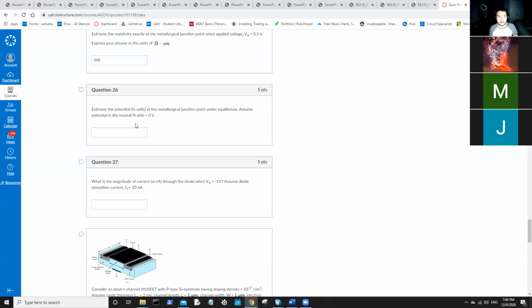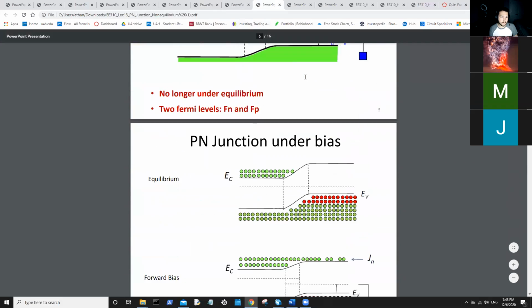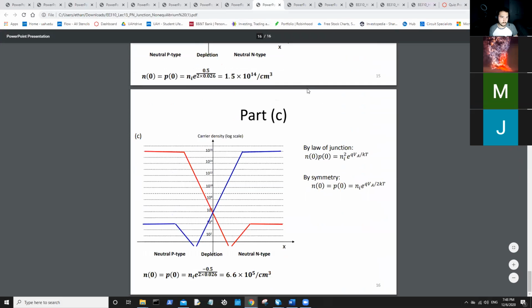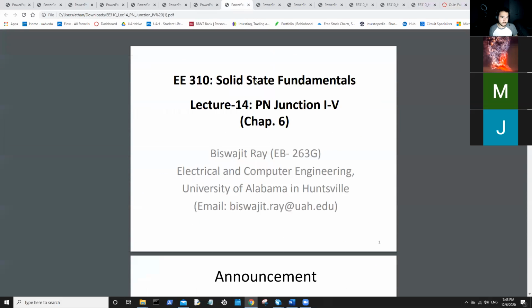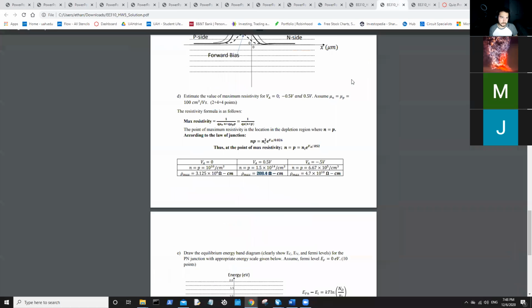Here it's actually negative 0.42. The reason it's negative 0.42 is because the N side is at 0 as opposed to the P side, which is at 0. Let's see, there's a slide where he shows this. It should be under bias. This probably has it. Nope. Where are you? This one maybe. It's in the homework. We'll just look at it that way.